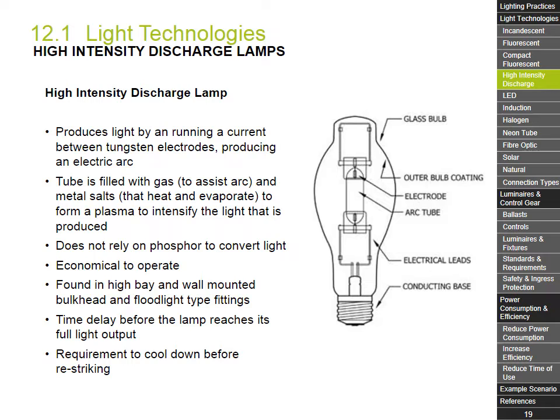It is the same principle as lightning, where the high voltage that builds up in the storm clouds discharges itself through to the ground. The passage of electrical current through the atmosphere excites the nitrogen atoms to give out a bluish-white light during that split second of the discharge. HID lamps are typically economical to operate and are often found in high bay and wall-mounted bulkhead and floodlight type fittings. A disadvantage of HID lamps is that there is a time delay before the lamp reaches its full light output, and they also need to cool down before they can be restruck, which can present a safety issue if the power cuts out momentarily, as the lights will not turn back on instantly.